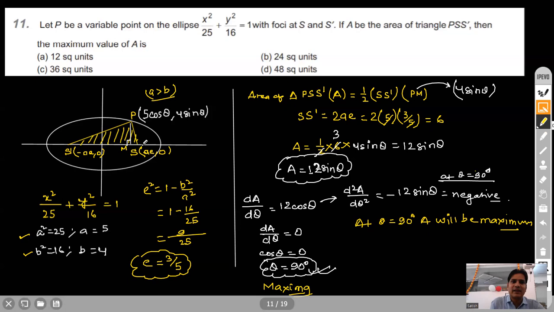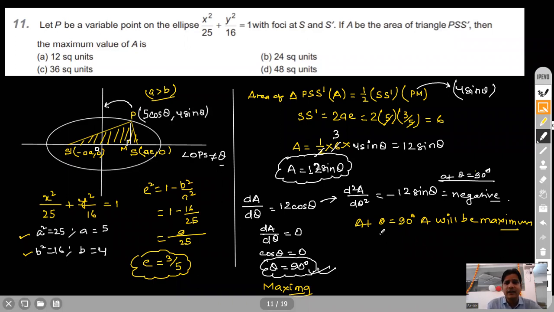So basically, what does it mean? This point P has to be on the minor axis. But let me remind you once again, this is not the theta. This angle OPS is not theta. What is theta? The corresponding point of P on the auxiliary circle. So at theta 90 degree, A will be maximum.